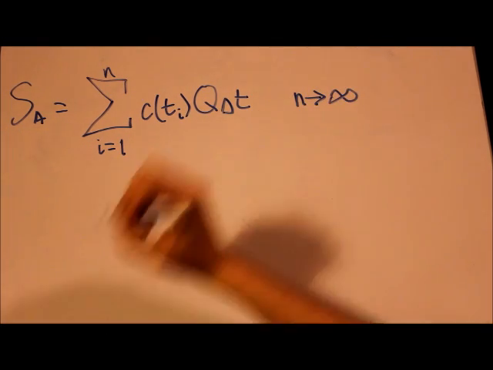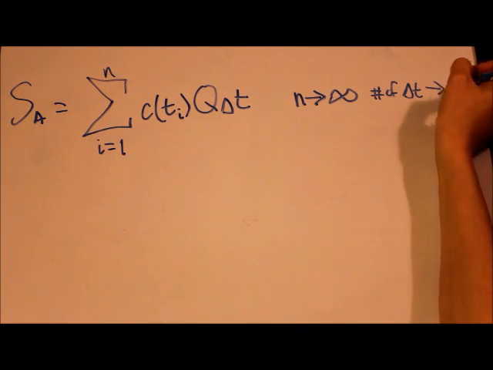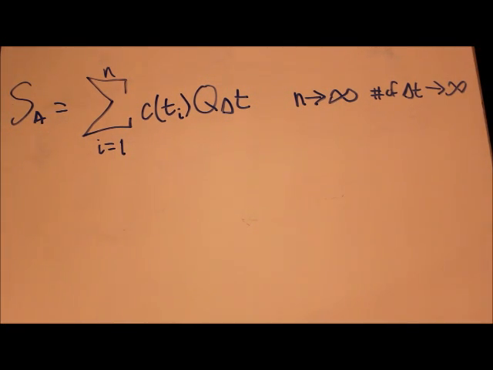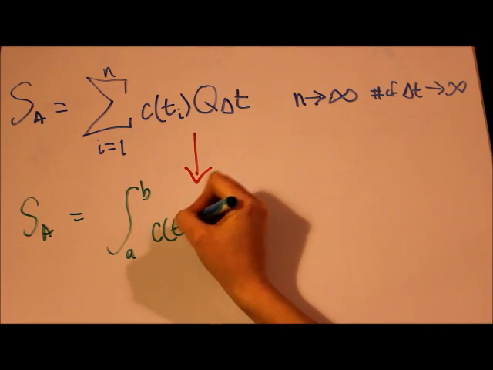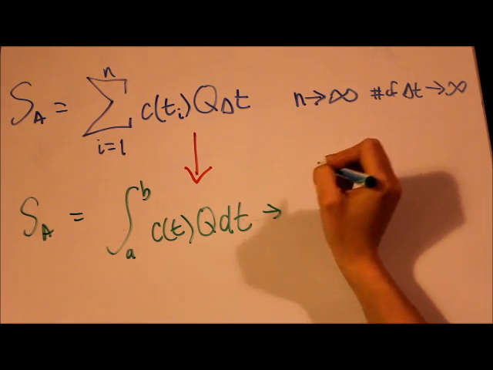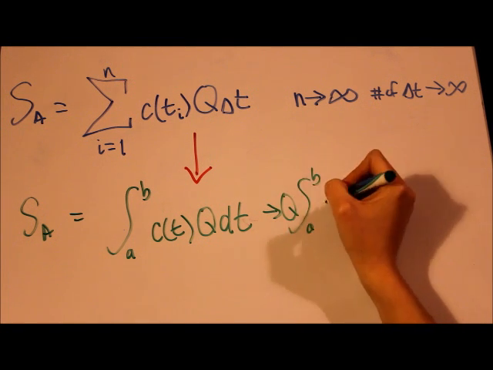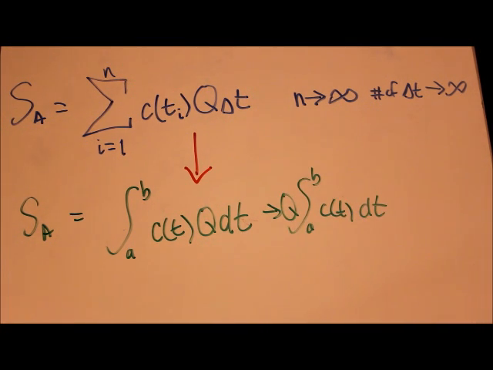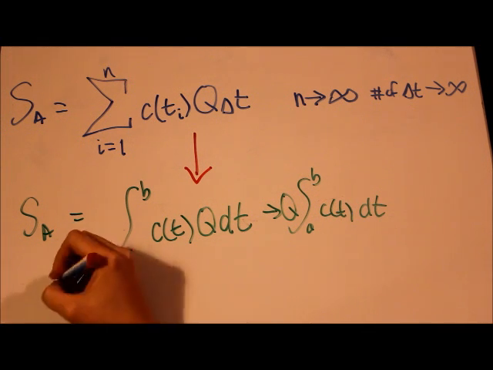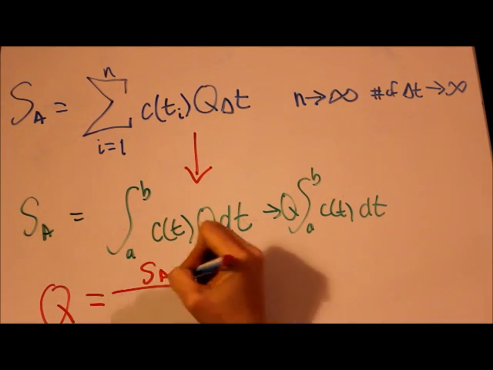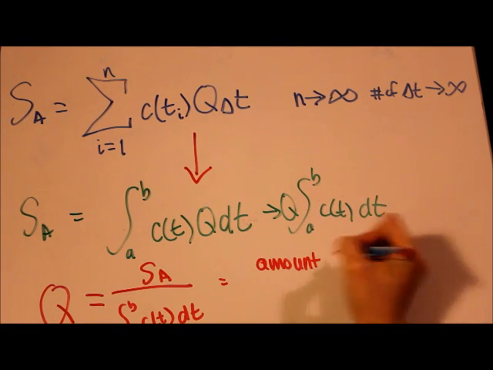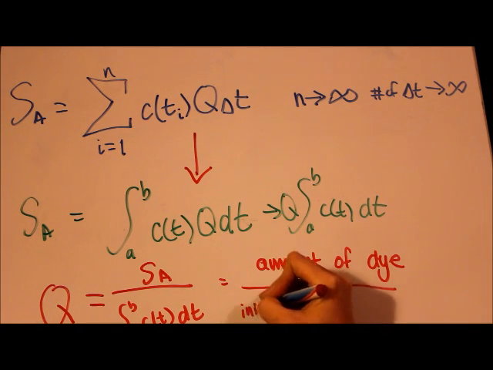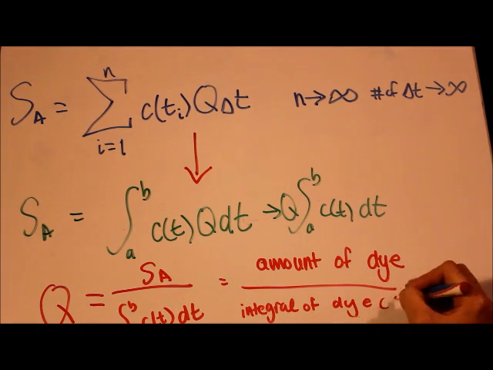Since we want the most accurate sum, we assume that the number of time intervals approaches infinity. Then, we can convert the sum equation into an integral equation. If you require extra help with this, you can review the definition of a definite integral on page 372 in the textbook. After we've converted the sum to the integral, we get the equation: the total amount of dye is equal to the cardiac output times the integral of the concentration. We can change this equation so that we can isolate the cardiac output, and we get that cardiac output is equal to the amount of dye over the integral of dye concentration.